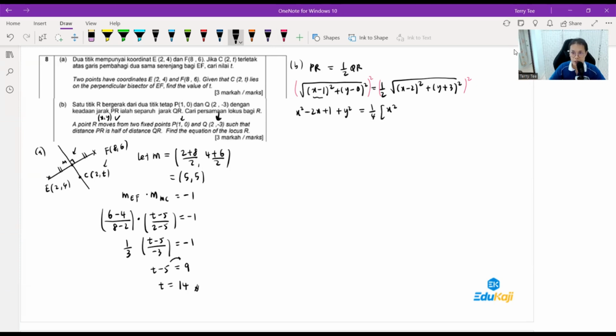This will give us x squared. 2 times x times minus 2 is minus 4x. Minus 2 squared is 4. Then I have y squared. 2 times 3, 6 times y, 6y, plus 9.